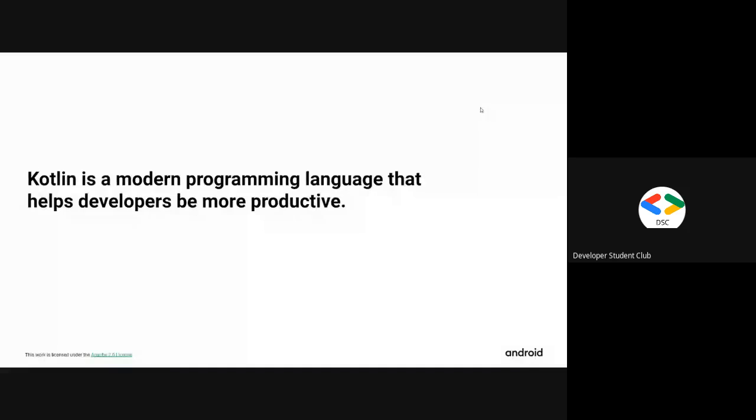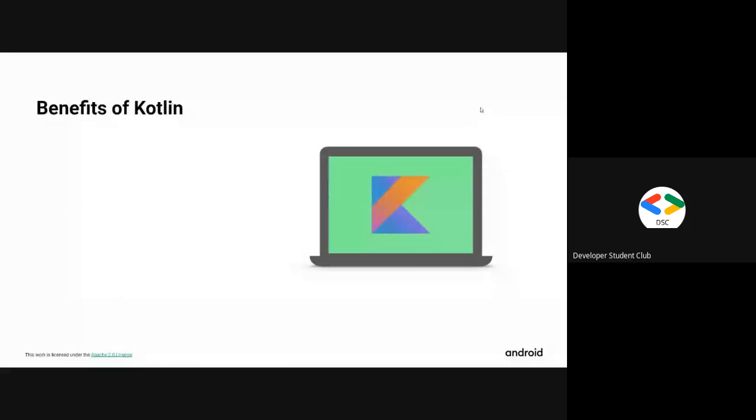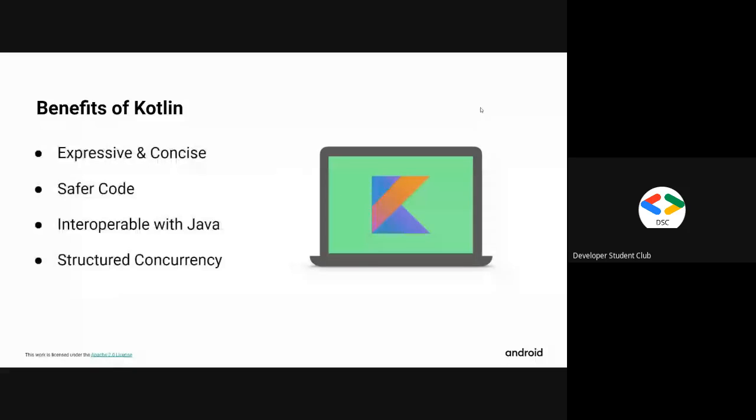What are the benefits of Kotlin? Why should we prefer Kotlin over Java? So there are some key benefits of Kotlin. It is expressive and concise. It allows you to write less code. In Java, if the code is 10 lines, in Kotlin you can do it in 3 or 4 lines only. Then it helps you to write safer code. Kotlin has some features that help you minimize common programming errors, like null pointer exception. If you're familiar with it, you'd know what it is.